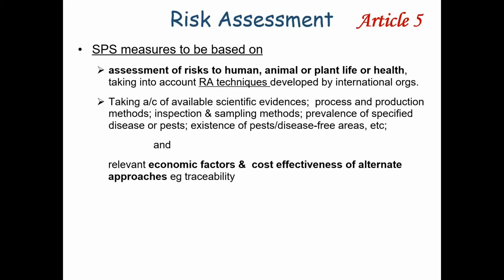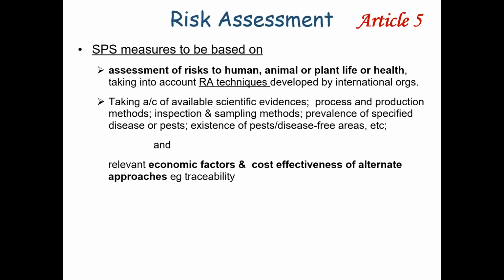It also says that while you are assessing the risks, you should take into account the available scientific evidence, the process and production methods which are in place in countries, inspection and sampling methods, what is the prevalence of the diseases or pests in your countries. So if you have certain diseases or pests, that needs to be taken into account. If there is a pest-free or disease-free area, you take that into account. And while deciding on the measures also, you also need to take into account relevant economic factors.